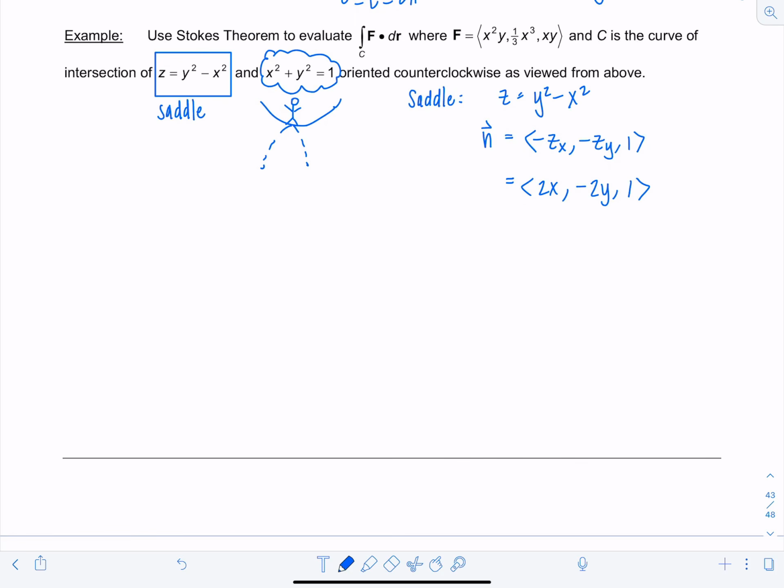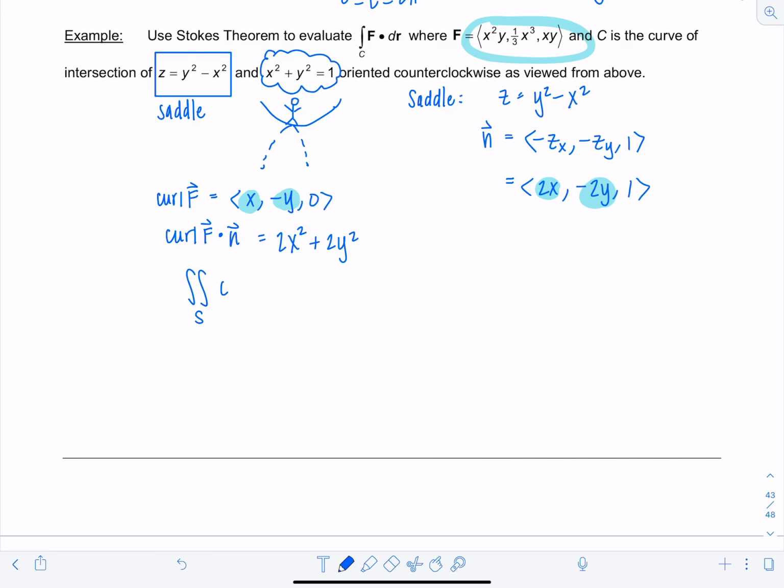Okay, then we need the curl of f. Here's f. I too had a lot of spare time and computed the curl. It is x, negative y, 0, believe it or not. So curl of f dotted with n would give us, look what a cute dot product you get, 2x times x, that's 2x squared. And then negative y times negative 2y, oh, I love it, plus 2y squared, plus 0. All right, so here we go.